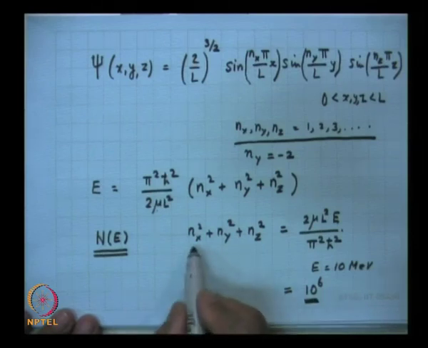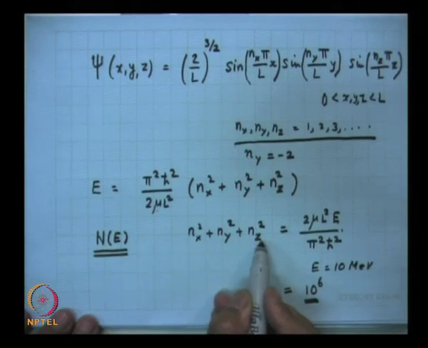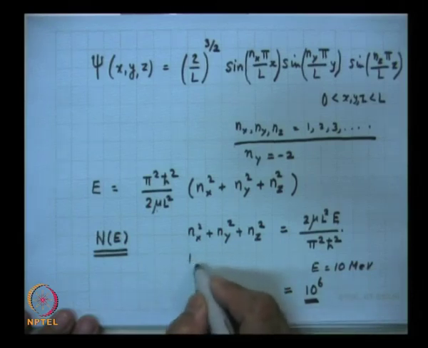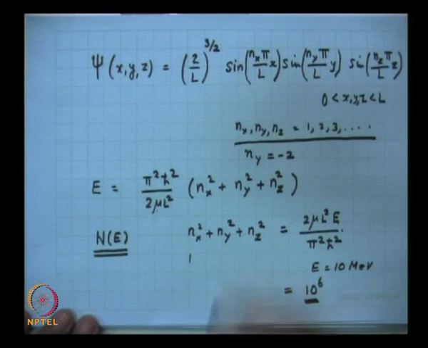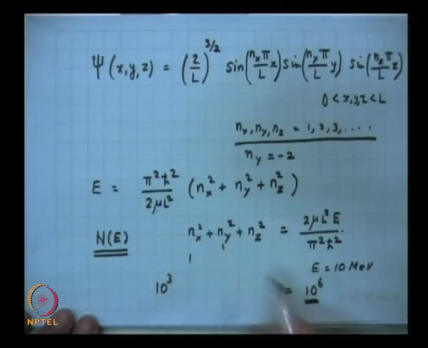So, I want to find the sets of integers such that the sum of their squares will be less than 10 to the power of 6. So, you can see n x can be 1, 2, 3, 4, 6, and so on, n y can be a large number of numbers, and n z will be a large number of numbers. Of course, none of the integers will be more than 10 to the power of 3, that is, the largest value of either n x, n y or n z will be less than 1000, because if it is 1000, then the square of that itself will become 10 to the power of 6.